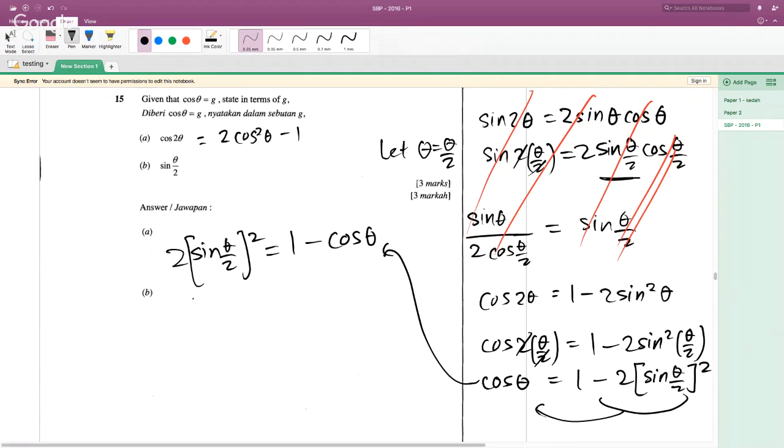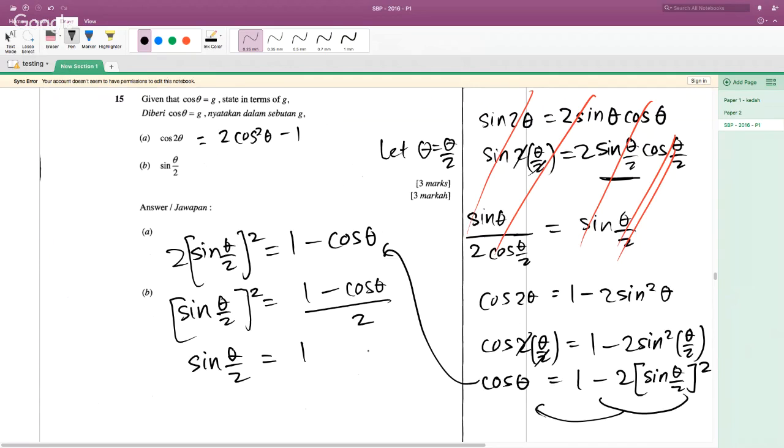So then what I do next is, this one will be sine square, so I move the 2 to the other side. It's 1 minus cos theta over 2. Then I move the square to the other side, and it just becomes a square root. And I know my cos equals g. So it's the square root of 1 minus g over 2. This should be the final answer.